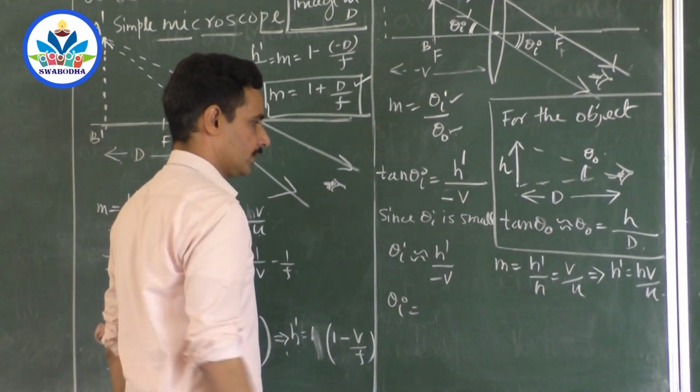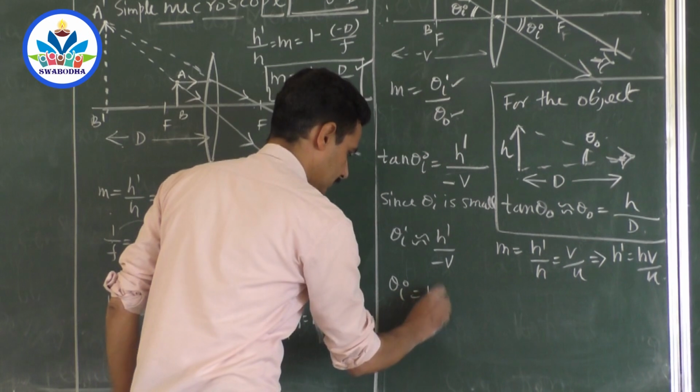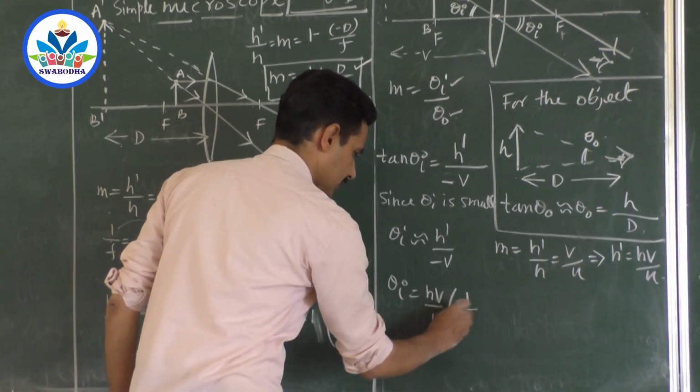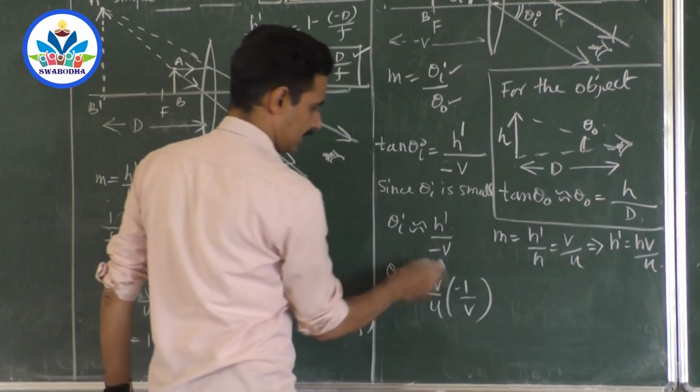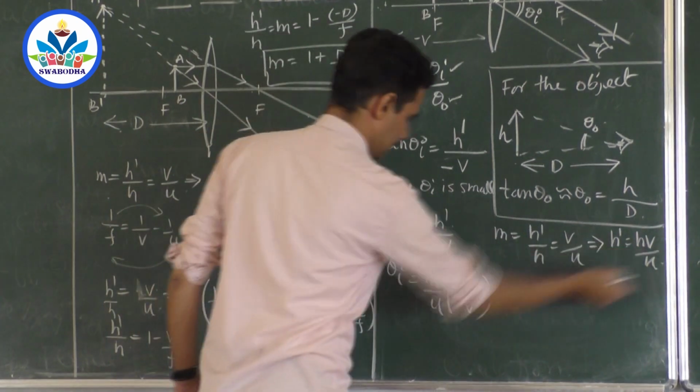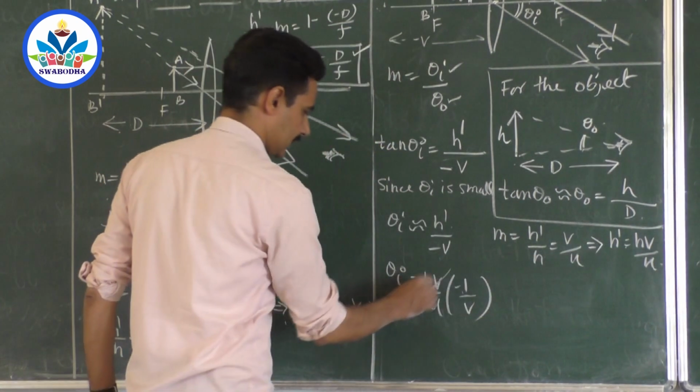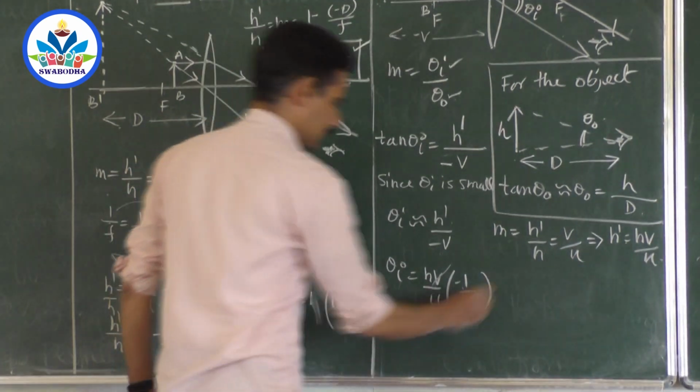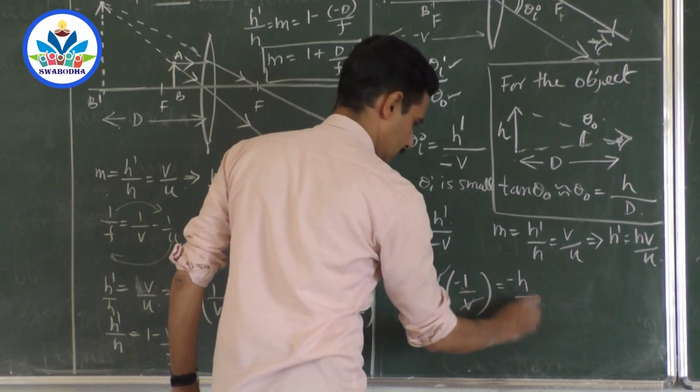Theta I is almost equal to, what is h dash? hv by u into minus 1 by v, right? 1 by minus v here. H dash is hv by u. So what can you cancel? V and V I can cancel. So that is minus h by u.